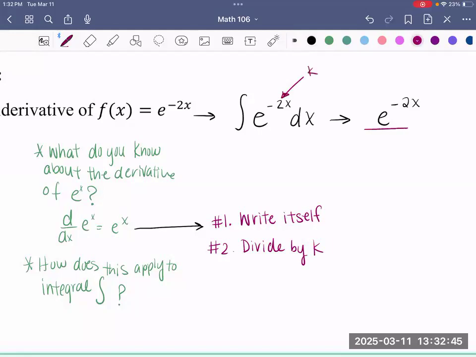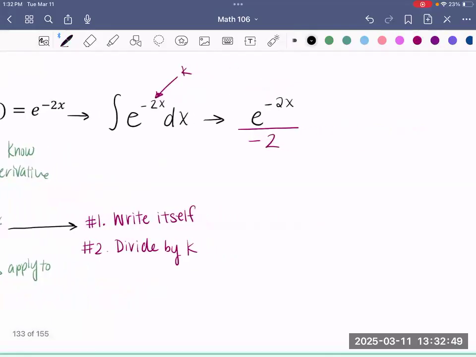So we're going to divide by -2. Therefore, we have -1/2 e to the -2x. And then we'll just say +3 because I added that dx on top of it.